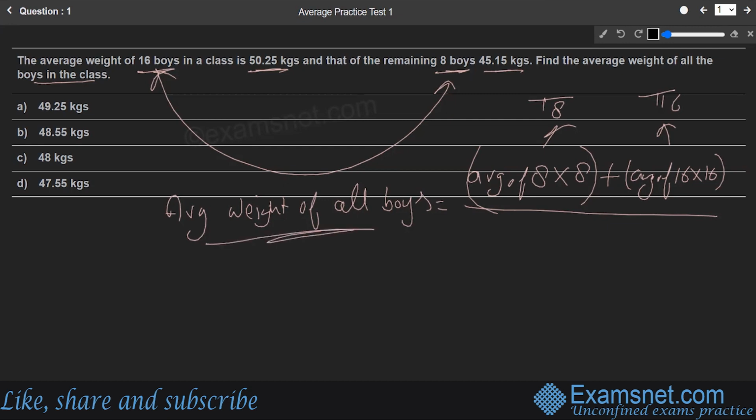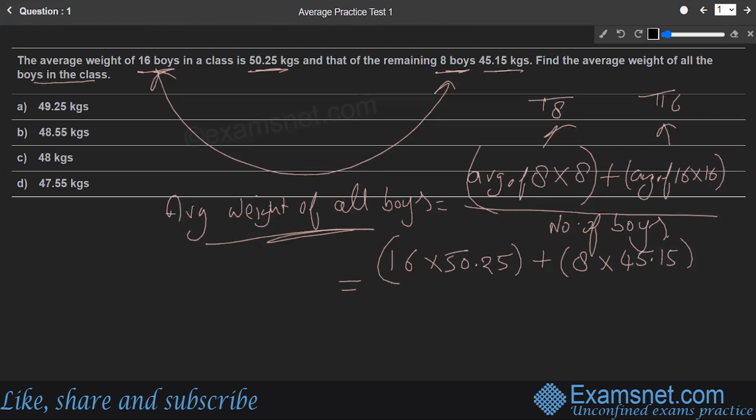So this has to get divided by the number of boys. This is how the equation will be. So let us quickly put the values inside. The first batch is of 16, and the average of 16 boys is 50.25. By multiplying, we are finding the total weight of those 16 boys, plus the average of 8 boys multiplied by 8. So 8 into the average of 8 boys, which is given in the question as 45.15. This way, by adding these, we are calculating the total weight of the whole class, divided by the total number of boys, 16 plus 8, that is 24.